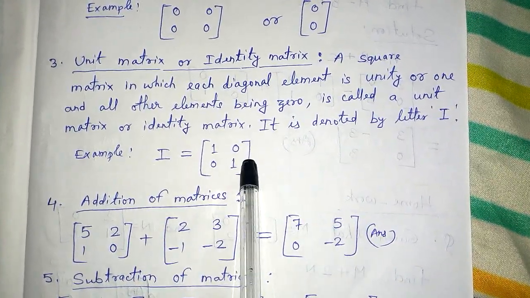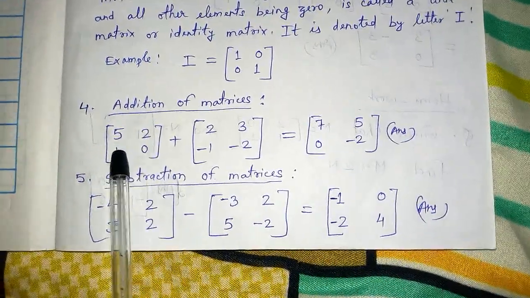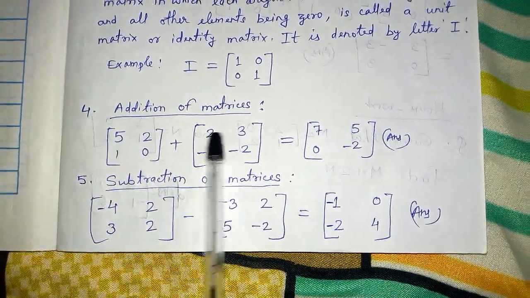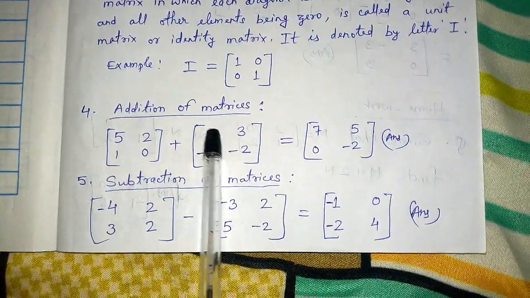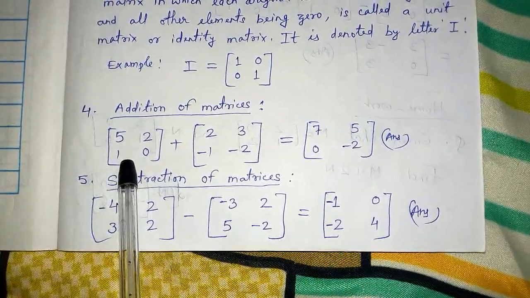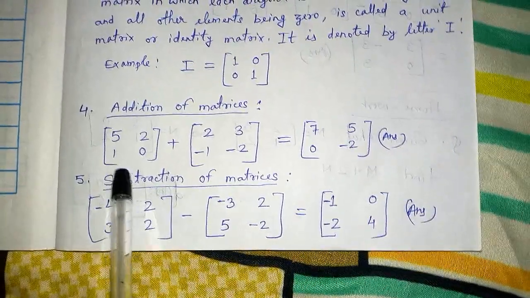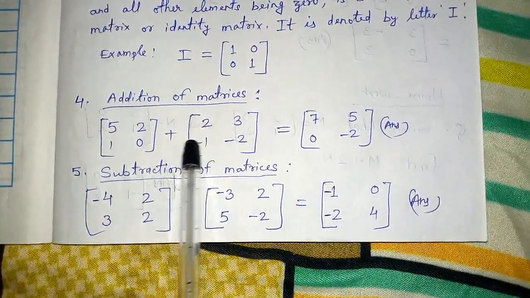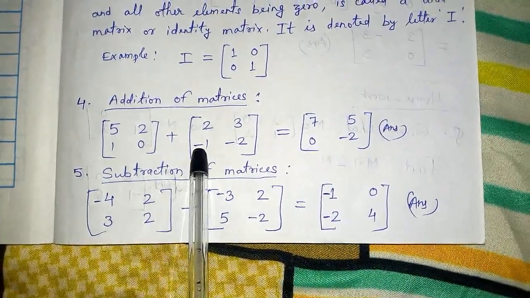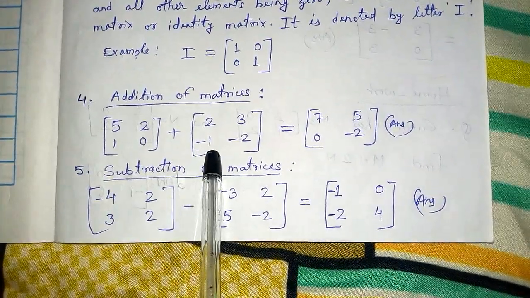Now, addition of matrices. How to add matrices? Suppose this is one matrix and this is the second matrix. How to add? Now 5 plus 2 is 7. The first is added with the first, and then 2 plus 3 is 5. Then 1 plus minus 1. Let me tell you, children, here it is 1 plus minus 1. Plus into minus is minus, so finally we have minus 1. So 1 minus 1 is 0.